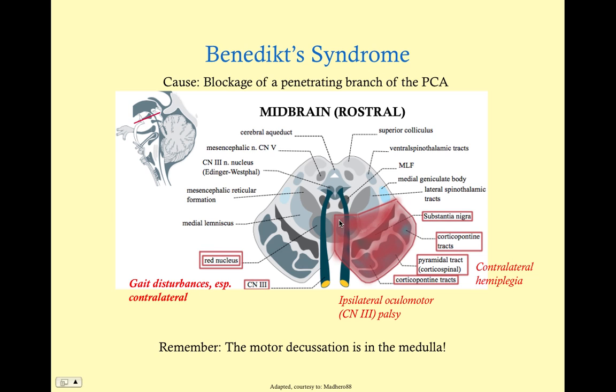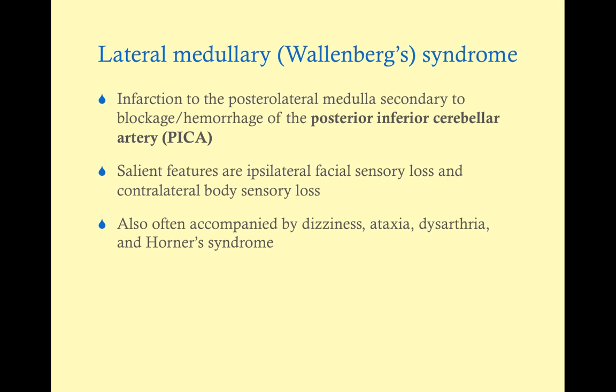That's because of the effect on the red nucleus, and the red nucleus helps us with gait, and the substantia nigra as well. So you combine the two of those together, and you're going to have severe gait disturbances. So the way you can think of it is Benedict's syndrome is just Weber's syndrome with more severe gait disturbances. But they both have in common that ipsilateral oculomotor palsy. So if you've got a patient that's got oculomotor palsy, you should be thinking of a midbrain infarct.